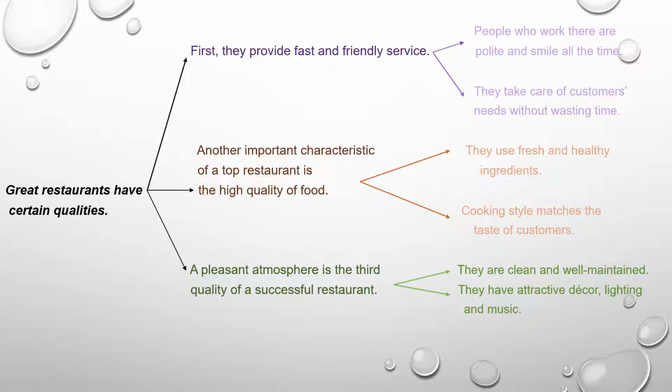All right, here we have sentences from an actual paragraph. Let's analyze these sentences together. The first sentence is a topic sentence. Great restaurants have certain qualities. Now I need to have supporting sentences to support my claim, to support my argument here.